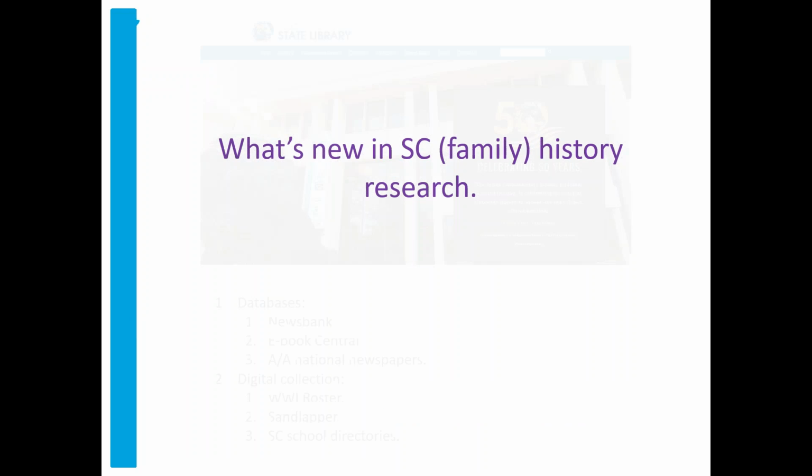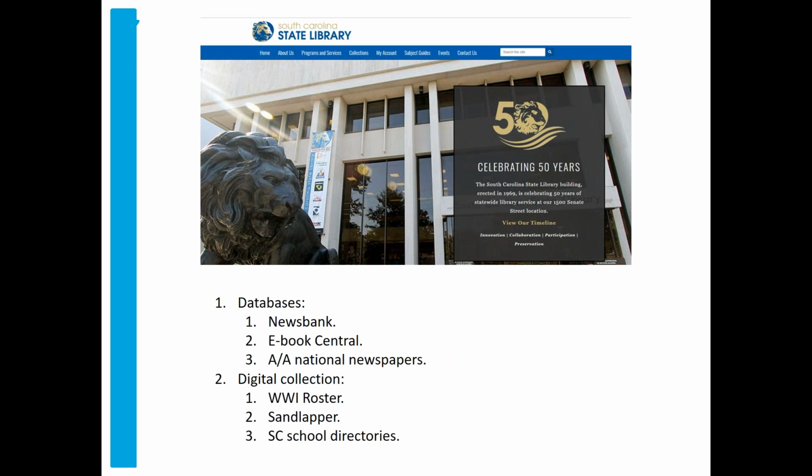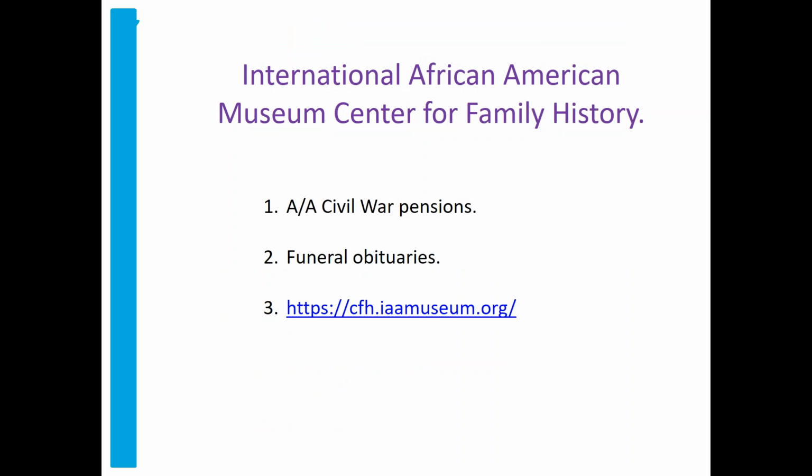All right, so what's new? Quickly, we're going to go back to this. I just put it on the slide. We're going to look at the State Library. We're going to look at Newsbank. I'm going to mention eBook Central and African American newspapers. Their digital collections are getting to be pretty fabulous. The International African American Museum Center for Family History.